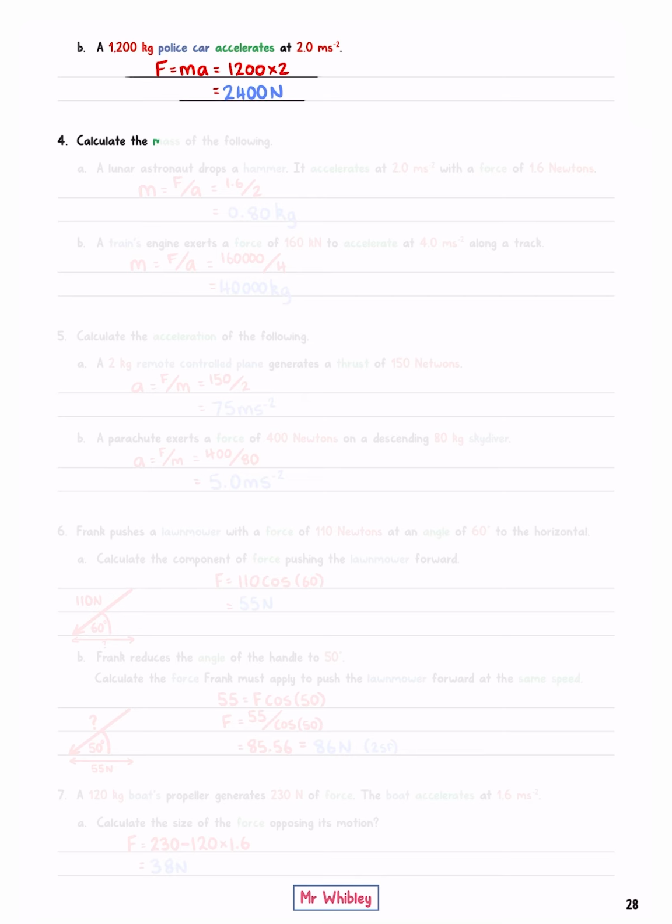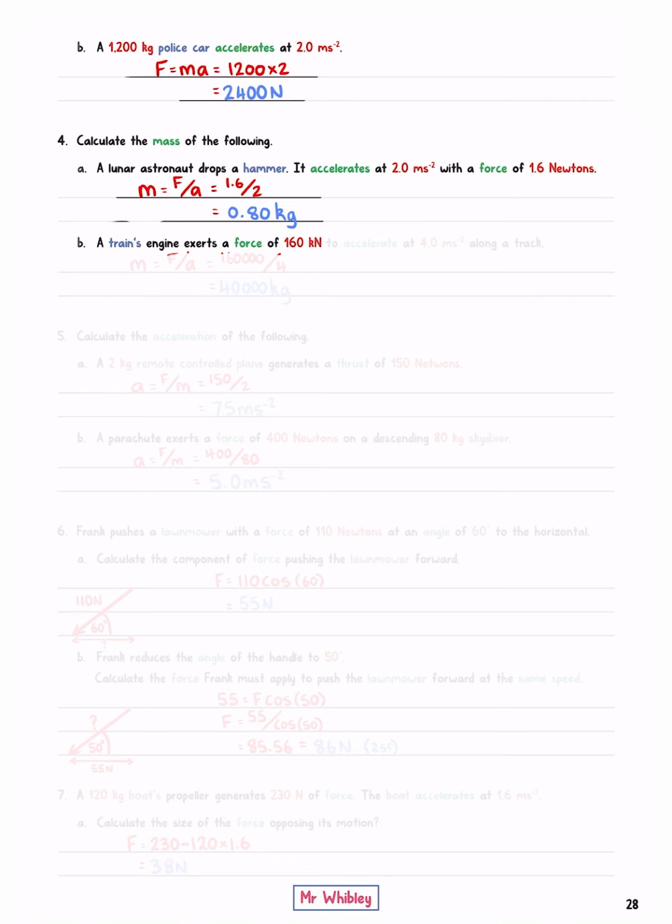Question 4. Calculate the mass of the following. A lunar astronaut drops a hammer. It accelerates at 2.0 meters per second squared with a force of 1.6 newtons. Solving F equals ma for the mass gives us force divided by acceleration. Putting these numbers in gives me 0.80 kilograms. A train's engine exerts a force of 160 kilonewtons to accelerate at 4.0 meters per second squared along a track. Once again, mass is force divided by acceleration. Putting in our numbers, 160 kilonewtons is 160,000 newtons, which gives me 40,000 kilograms.